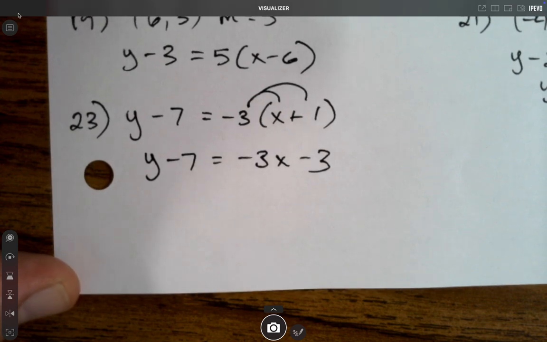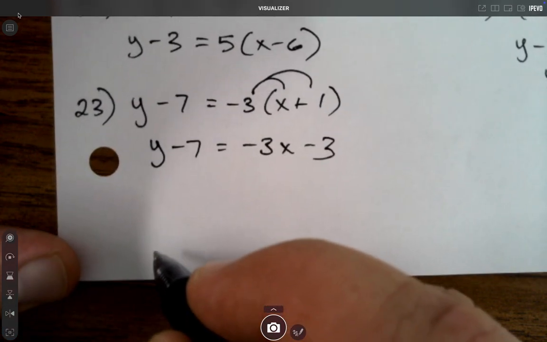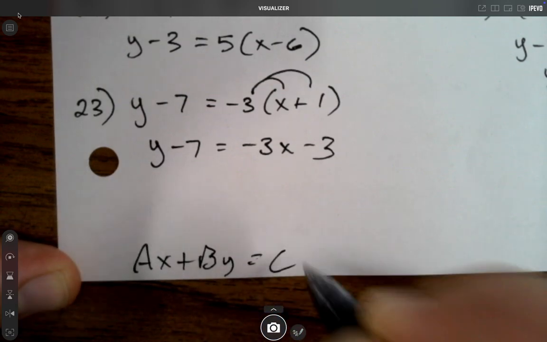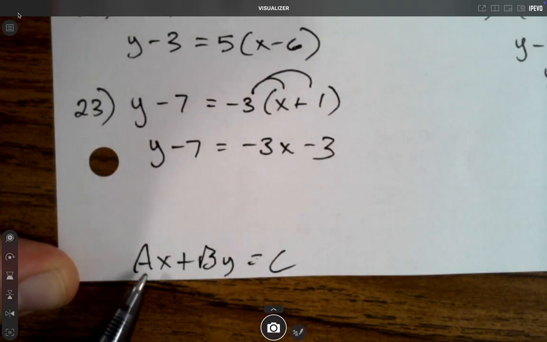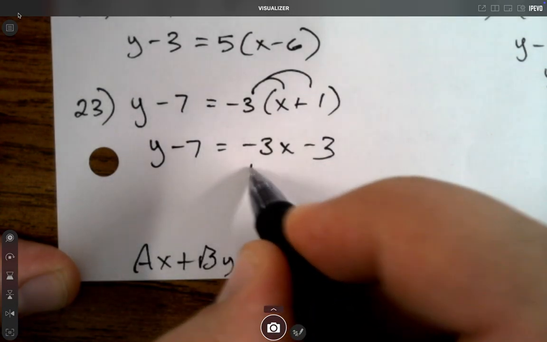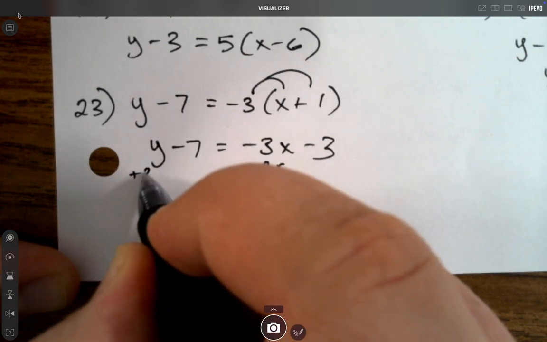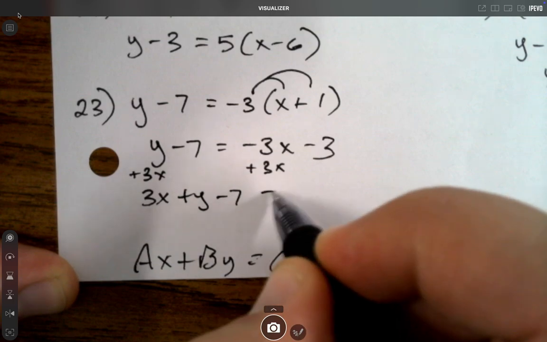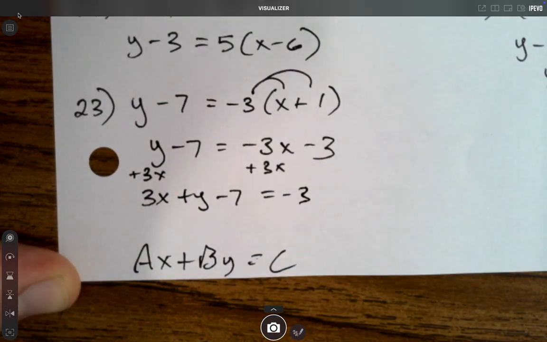And I know I want the x and the y. Just a reminder, standard form looks like this. The x term has to be positive, and we cannot have any fractions. So I want to get the x over to this side, so let's add 3x over here. So I get 3x plus y minus 7 equals negative 3.